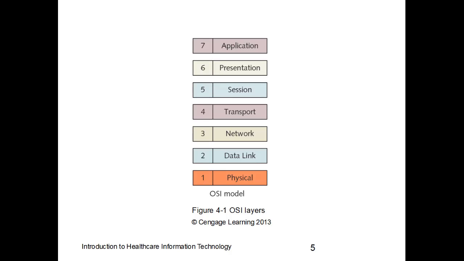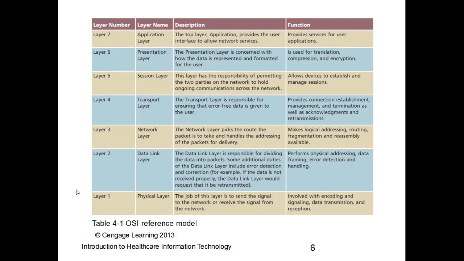Alright, in this image we have an illustration of that OSI model, going from level 1 to level 7. Layer 1 is the physical layer, layer 2, data link, 3, network, 4, transport, 5, session, 6, presentation, and 7, application. And in this table we have more detail on each of the layers and what their functions are.